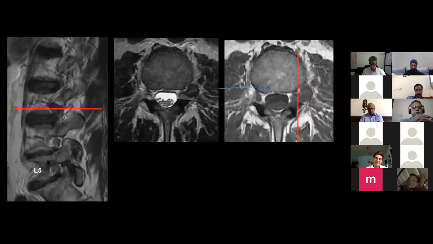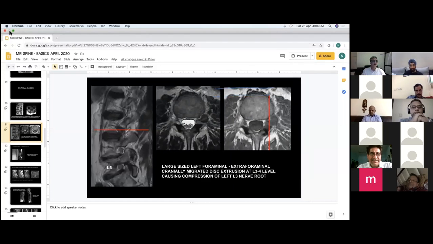At L4-5, this is L4, this is L5. The nerve which is coming out at this level is an L4 nerve, and the nerve which is going down and coming at this level is an L5 nerve. So the one in the neural foramen is usually the exiting nerve, and the one that goes down is the traversing nerve. If this is not clear, then I can show you one case of mine.